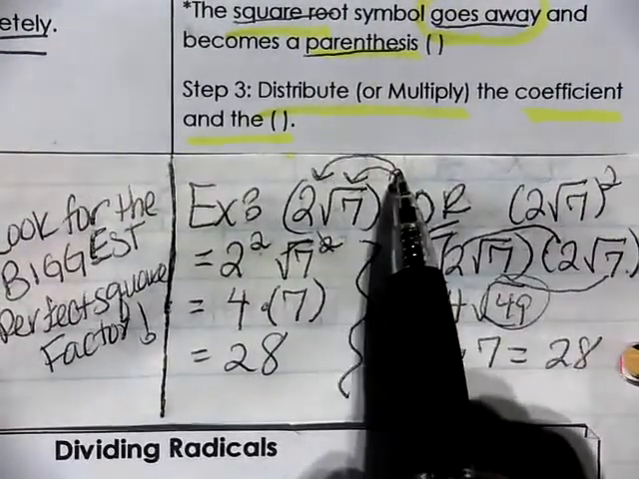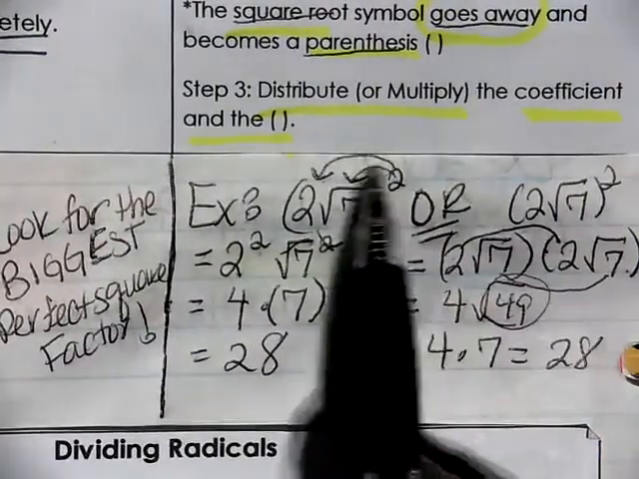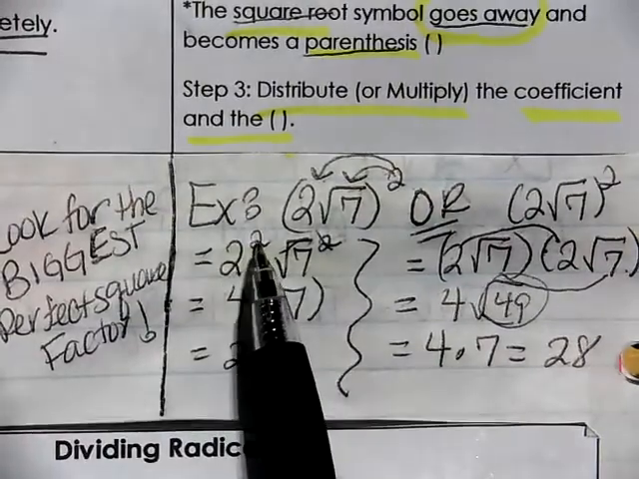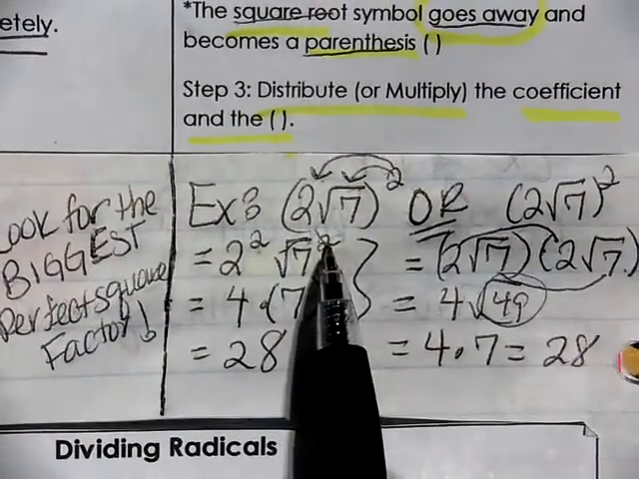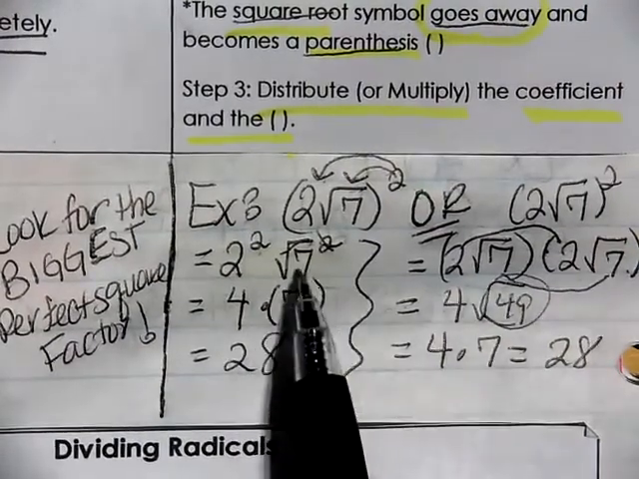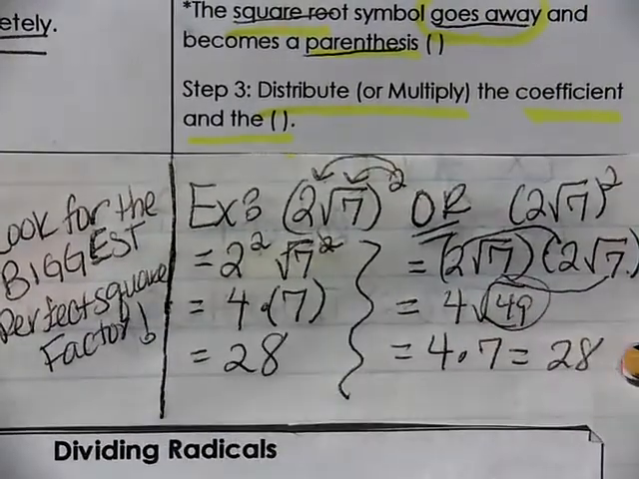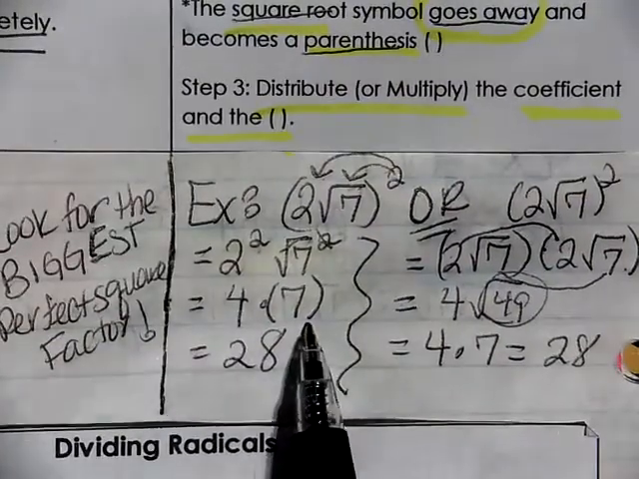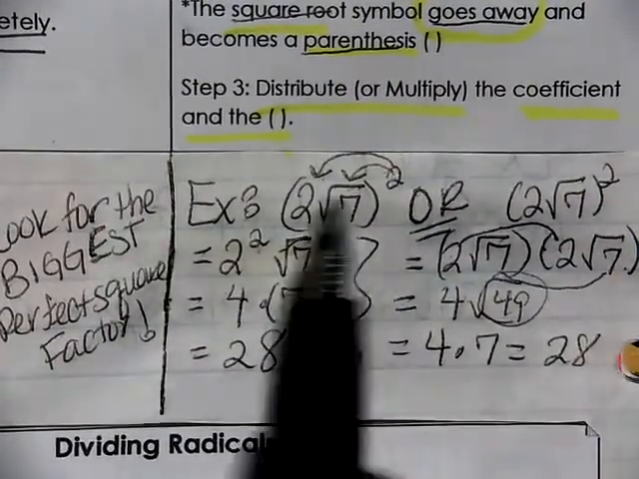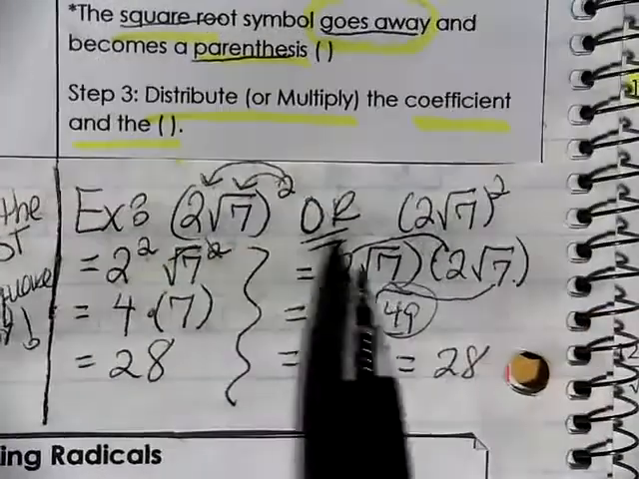You can distribute the square to each term, or to each piece, to make this 2 squared times the square root of 7 squared. We know that the square and the square root can eliminate, leaving us with just the number 7. So 2 squared is 4, times 7 will give us 28. That is one way to solve this.